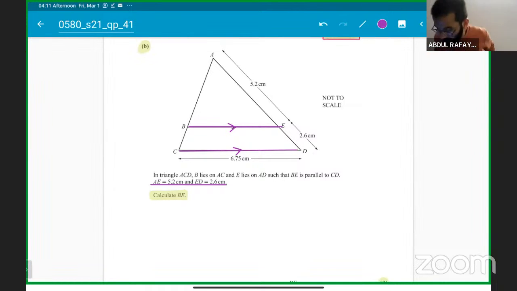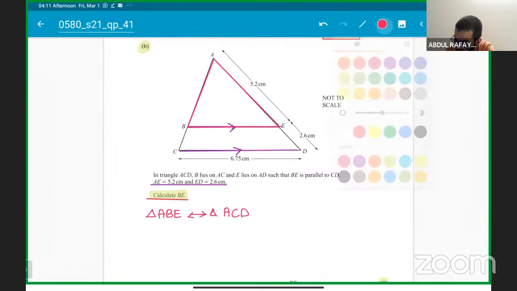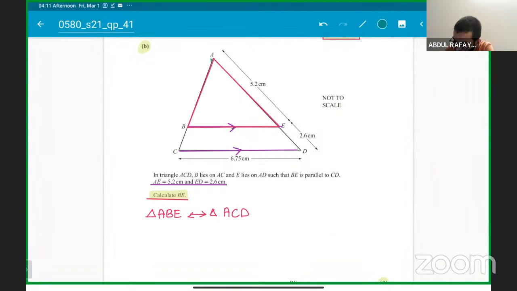Okay, let's continue. We have to find the length of BE, students. Everyone following, guys? So understand that you have to use the similarity concept. Triangle ABE is similar to triangle ACD. That is how you need to understand that triangle ABE is similar to the bigger triangle, triangle ACD. That's how it works. Everyone with me?